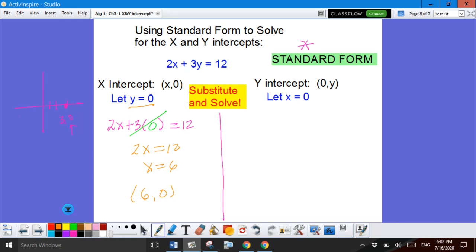It is the same thing on the y-intercept, except we're substituting in for the x. So I have 2 times 0 plus 3y equals 12, and that goes away. So I'm left with 3y equals 12, so y is 4. So that ordered pair is 0, 4. If I was to graph that, 1, 2, 3, 4, 5, 6, there's my x-intercept. 1, 2, 3, 4, there's my y-intercept. There's my line.